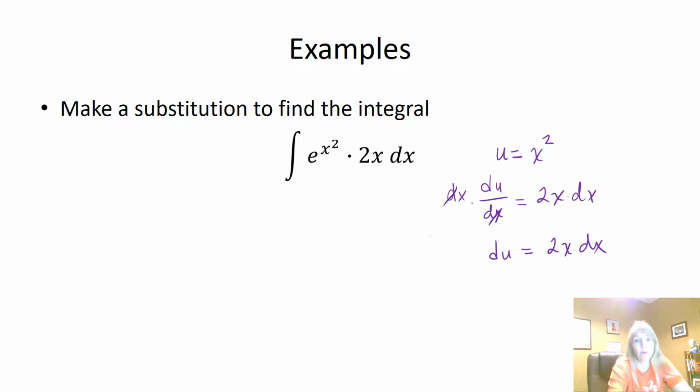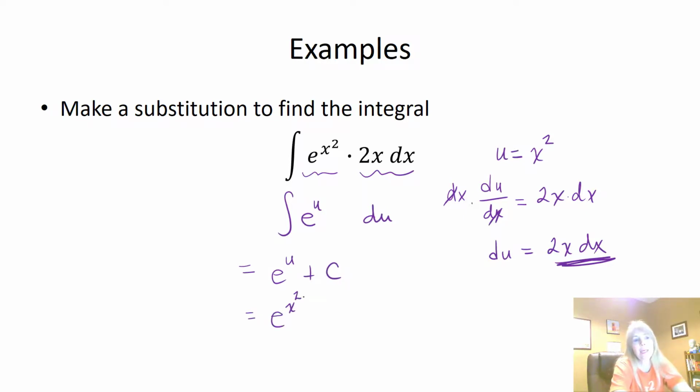So what's happening is this piece now becomes e to the u. This piece I put in terms of u because it's the antiderivative with respect to u. Notice that's all this, so I substitute du. Now it's easy to find the antiderivative of e to the u because it's just e to the u, of course, plus c. And then your last step is you plug back in what you substituted for u.